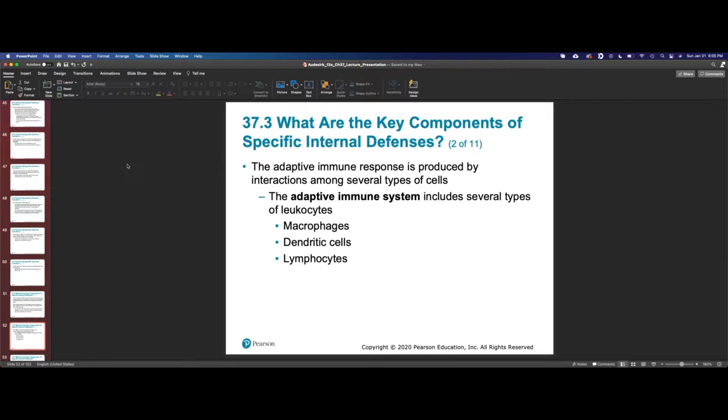So the adaptive immune response, that's going to be the one which we'll spend a little bit more time talking about. That's going to include macrophages, again, dendritic cells, and lymphocytes. And again, these are all kinds of leukocytes or white blood cells.